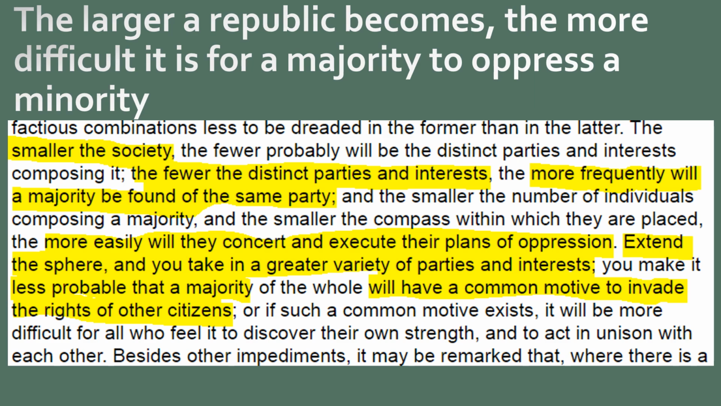If you extend the sphere, meaning make it larger, and you take in a greater variety of parties and interests, now there will be more factions. And when you have more factions, it becomes less probable that a majority will have a common motive or interest to invade the rights of other citizens. So what he's saying here is that when you make the republic large enough, it will have so many factions that no one faction will be able to oppress the minority.